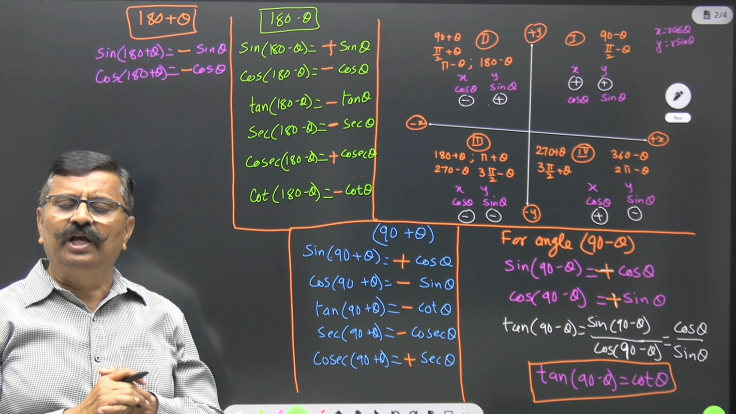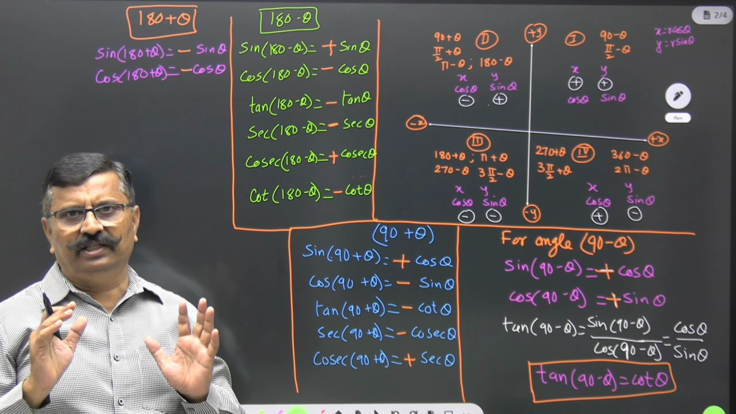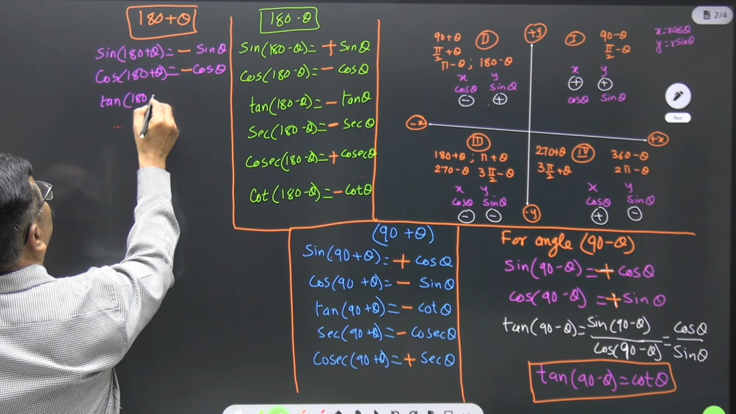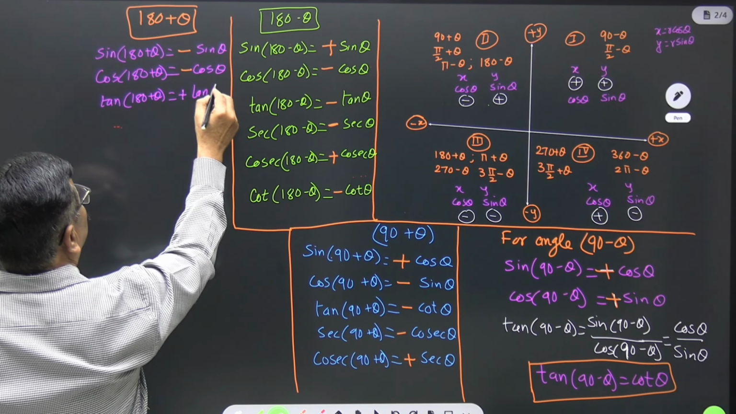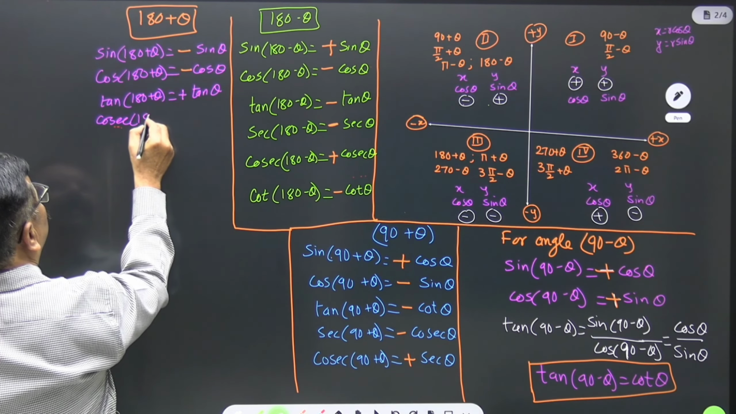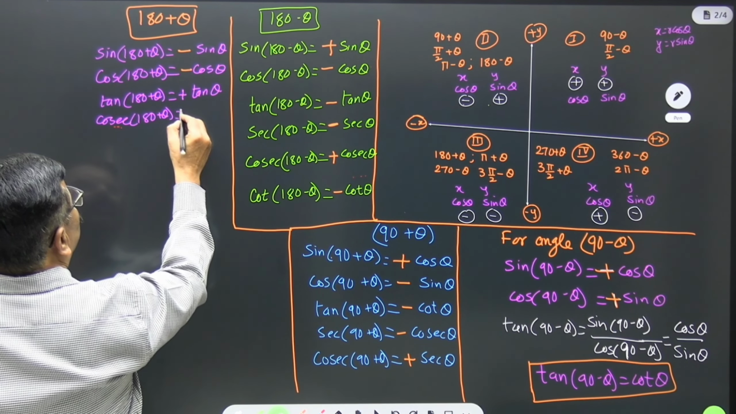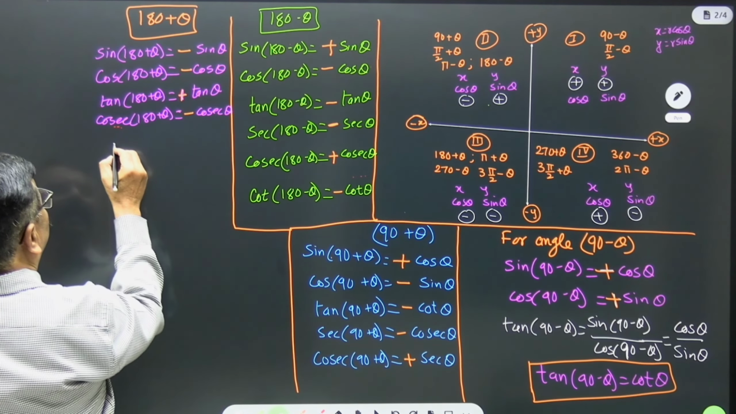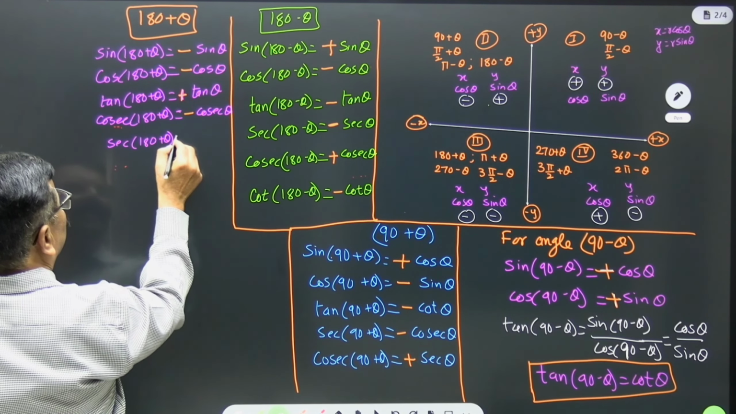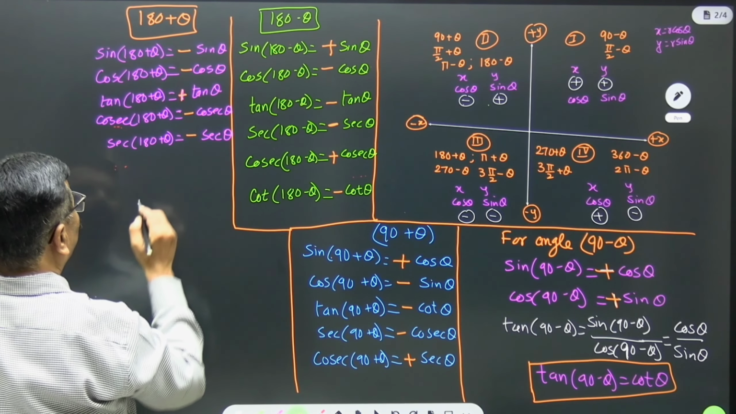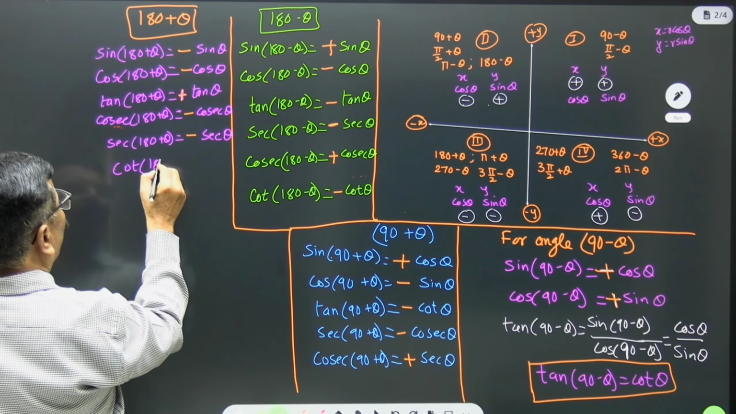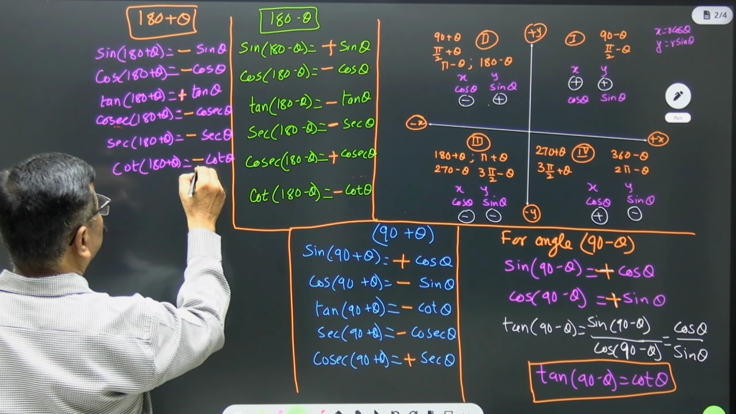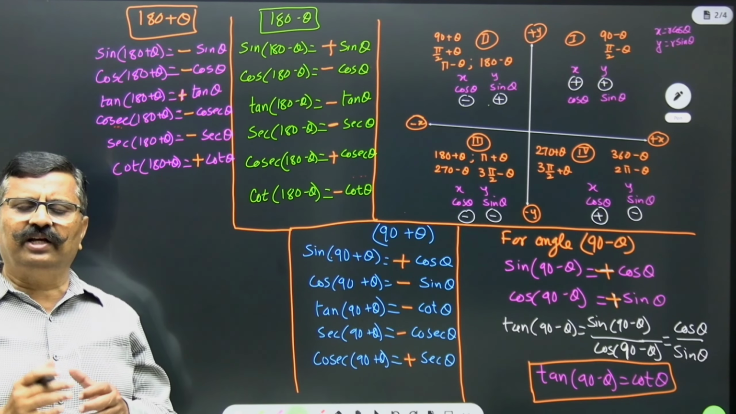I hope you are following all these concepts. Then students, what will be tan 180 plus theta? It will be plus tan theta. So therefore, tan 180 plus theta is equal to plus tan theta, and cosec 180 plus theta, cosec means 1 upon sine, so therefore this will be cosec only but with minus sign. And sec 180 plus theta is equal to sec theta, it will be minus, and cot 180 plus theta is equal to plus cot theta. So these are the trigonometric functions for the allied angle 180 plus theta.